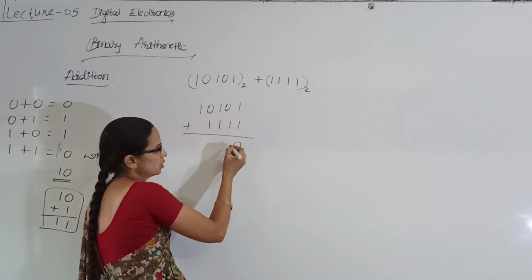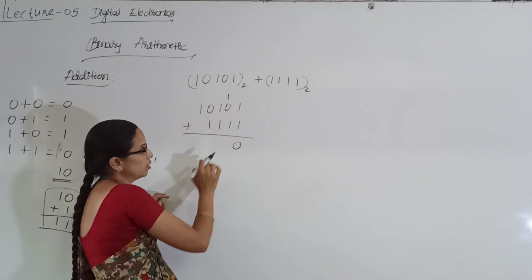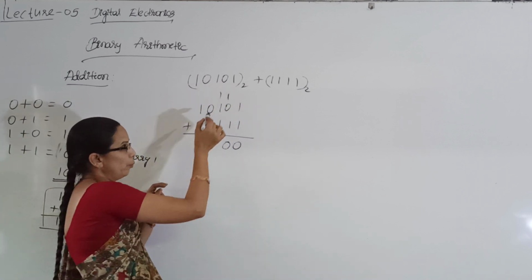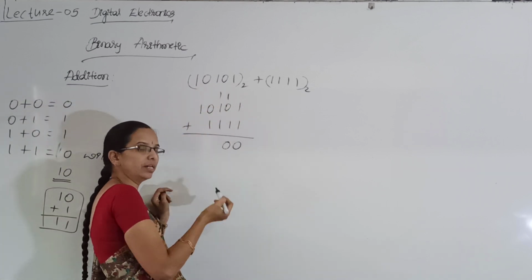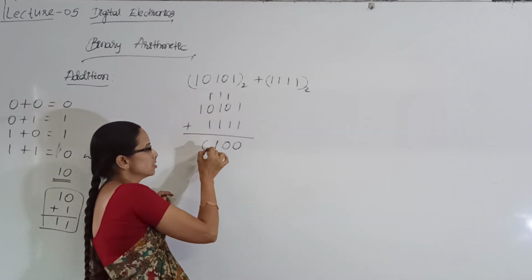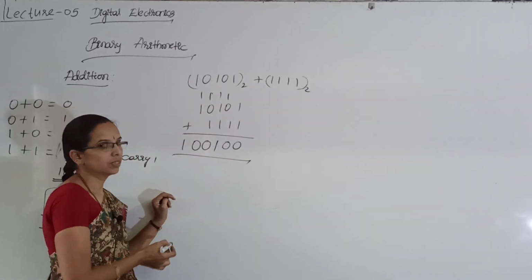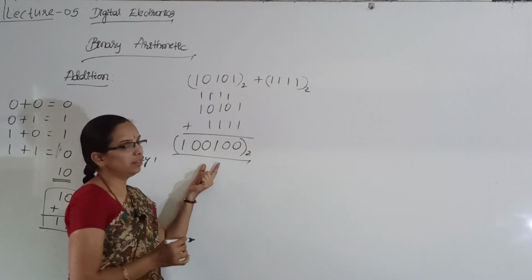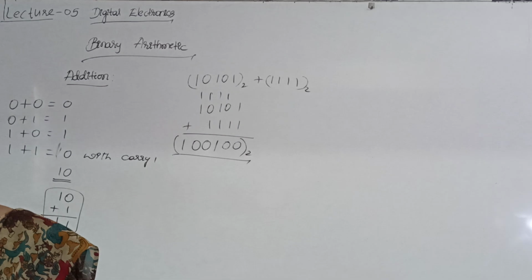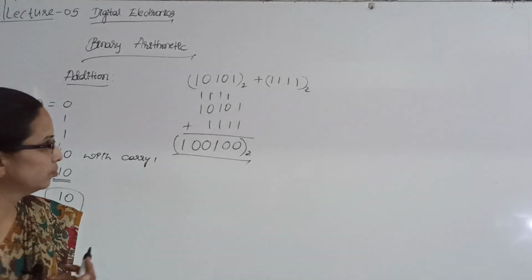1 plus 1 is 1 0, that is 0 with carry 1. 1 plus 1 again 0 with carry 1, right? 1 plus 1 plus 1 is 1 1, that is 1 with carry 1. 1 plus 1 is 0 with carry 1. 1 plus 1 is 1 0. This is our answer. Okay, we will do one more problem.